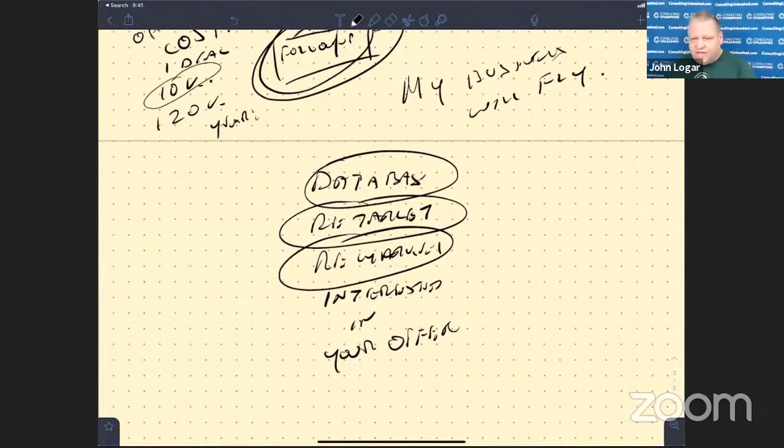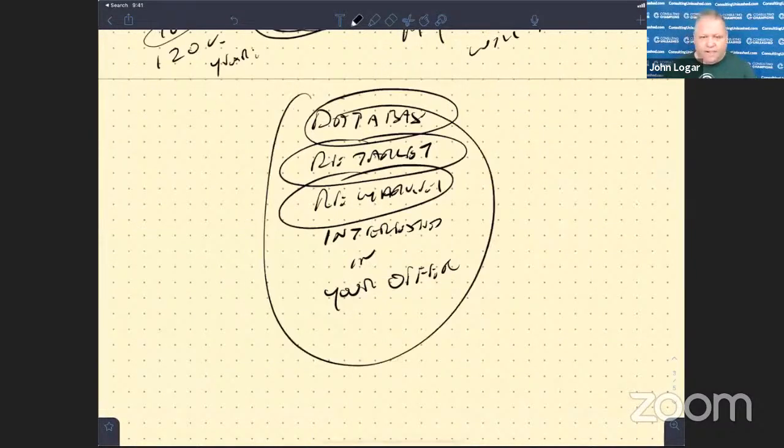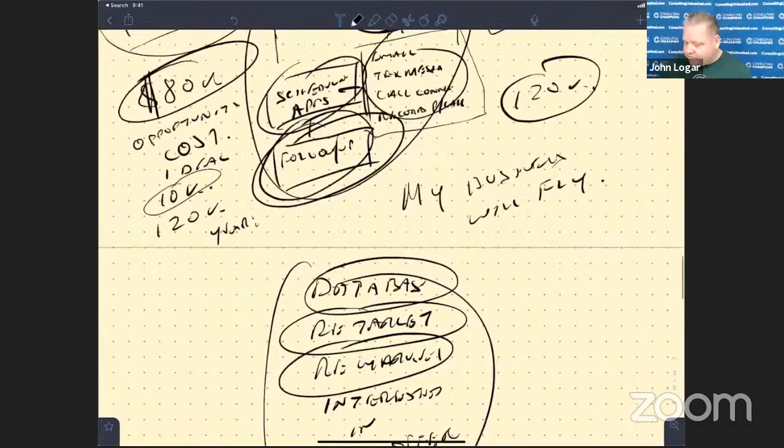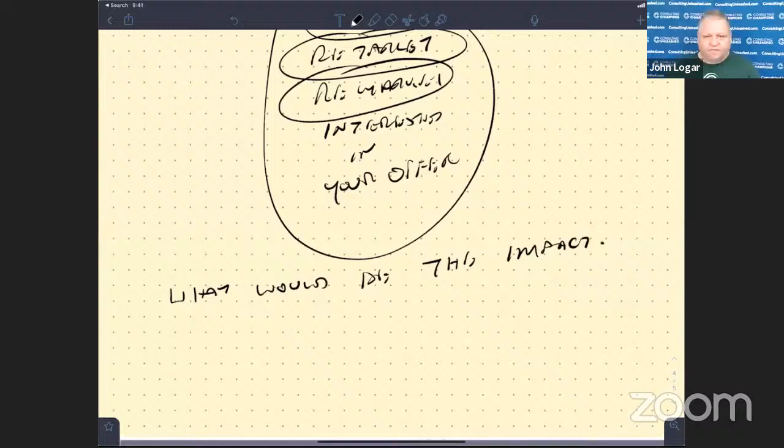If we re-engage them, without this system, that's not going to happen, right? Without this system, that's not going to happen. But with the system, now we've already spent the money. Now we've got an opportunity. What would be the impact? Question mark. They're going to say it's going to be better than what we've got right now.